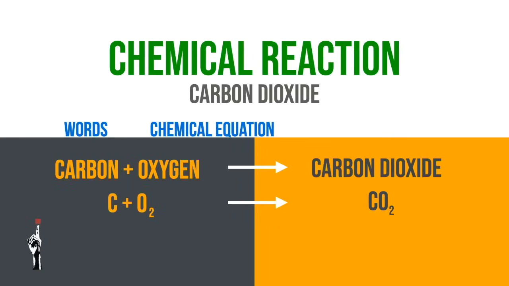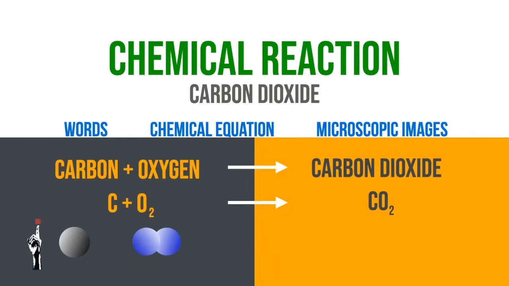The final way we can show a chemical reaction has taken place is by using microscopic images. In our diagram, we can clearly see the large black carbon atom and the diatomic molecule which represents oxygen. The arrow says again there's a chemical reaction taking place, and my final product would be the image of a carbon dioxide molecule.